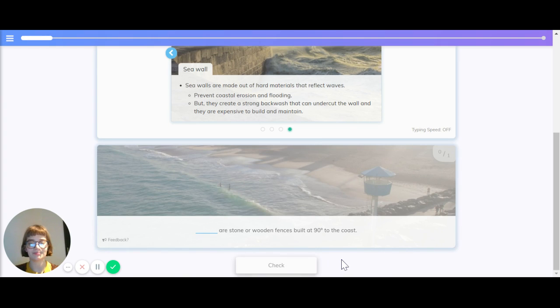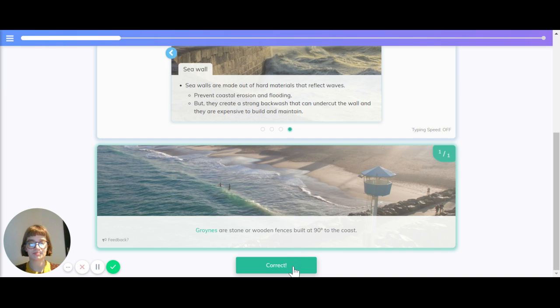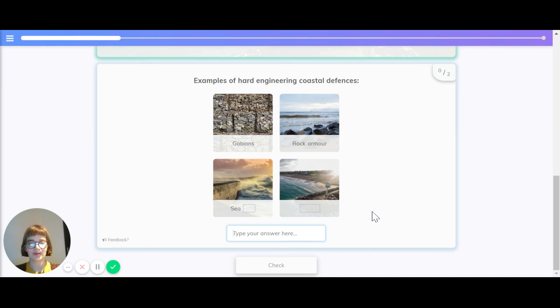Let's just quickly recap that. What are stone or wooden fences built at 90 degrees to the coast? The answer is groins. Quickly run through the different examples of hard engineering coastal defences again. There's gabions, rock armour, sea walls, and groins.